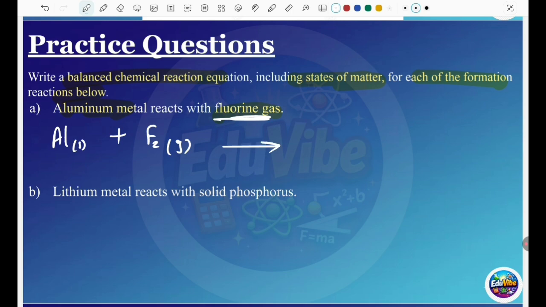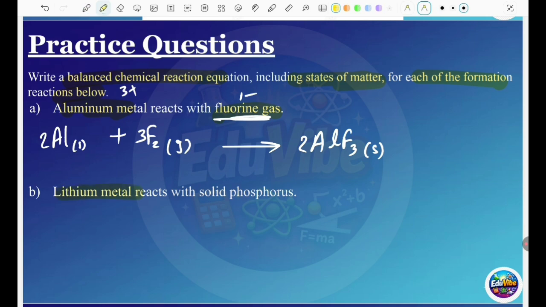This is a combination reaction, so both are combined with each other, and this will become AlF3, because aluminium has a 3 positive charge and fluorine has a 1 negative, so they combine like this, and this is also a solid. Now you have to balance this, so we have a 3 and a 2 over there, and 2 over there. So this is the combination reaction, we can say.